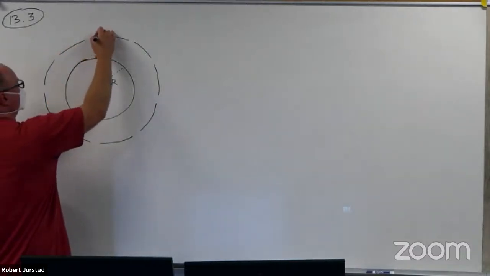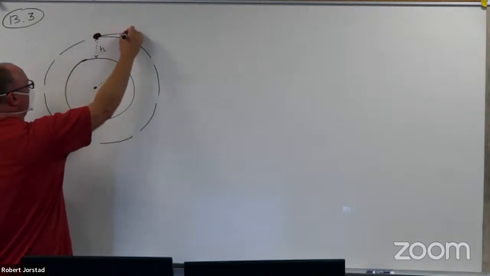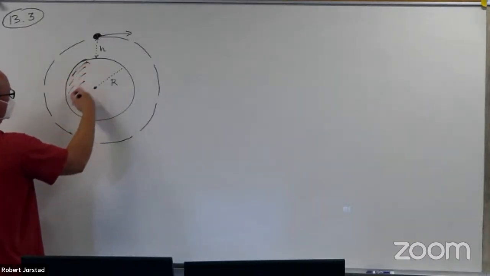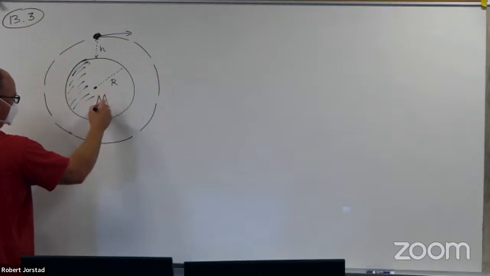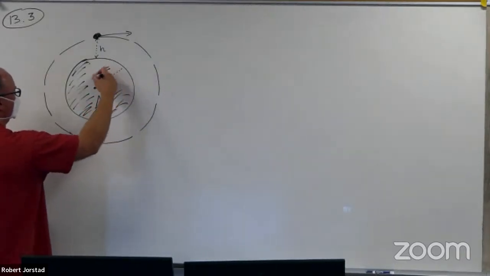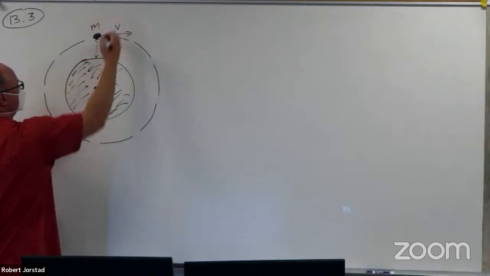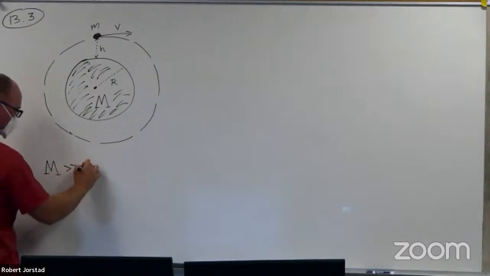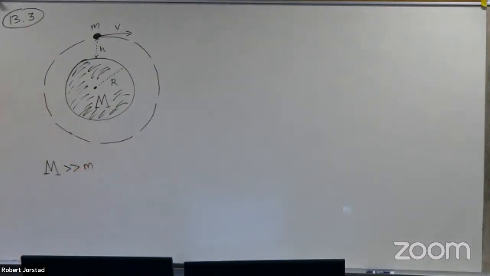So we have this point particle here. We've got this planet here. Some shading might be nice here. I'm going to call this capital M, the big planet. I'm going to call this lowercase m. This is moving with some speed v. Our assumptions are that the mass of the planet is much, much bigger than the mass of the satellite. That way we can ignore the motion of the planet and just assume it's fixed in place.